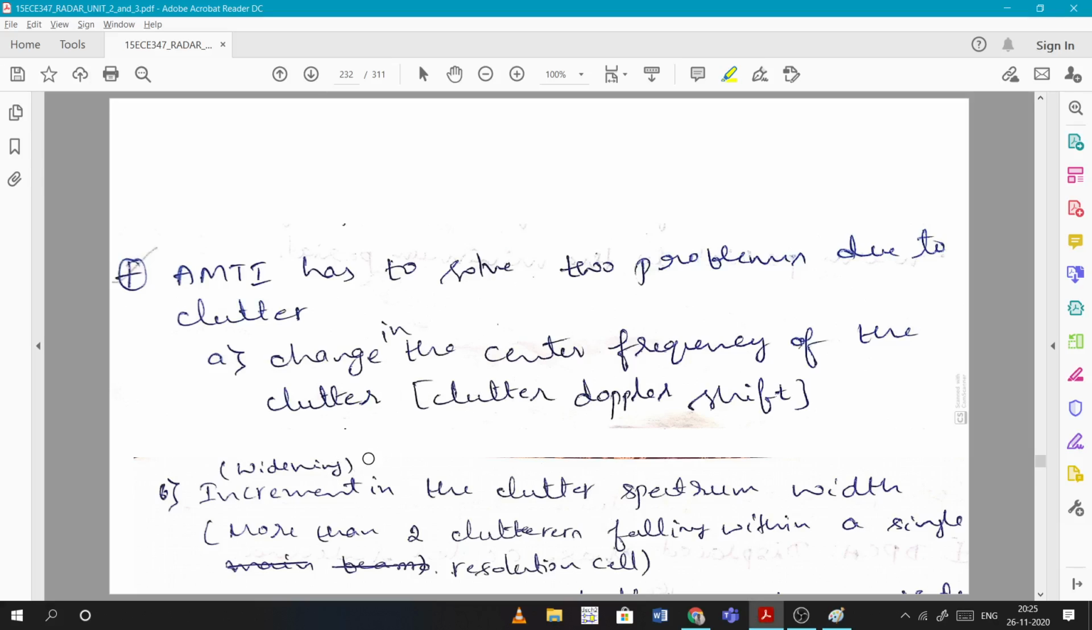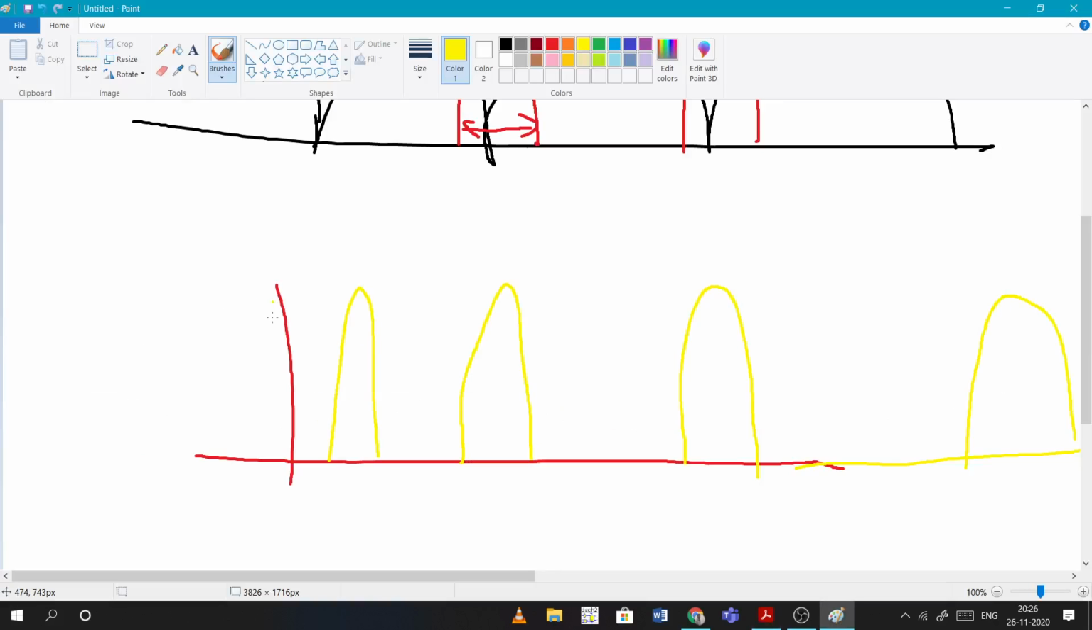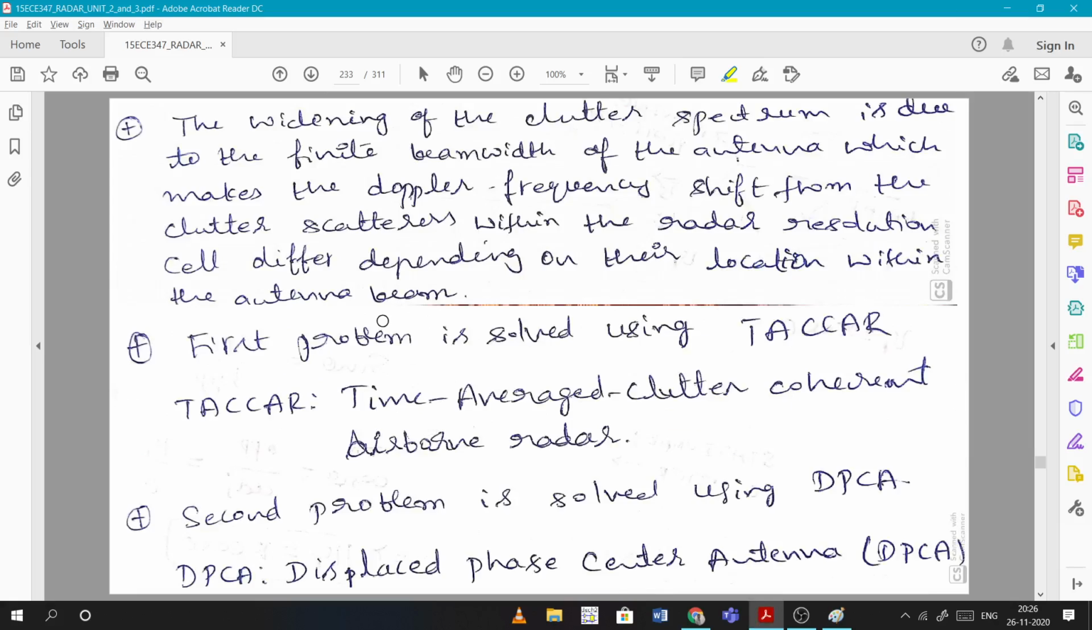Next is widening, an increase in the clutter spectrum width, more than the clutter falling within a single resolution cell. So this width will be increased. If in the previous case it was like this, now it has increased. The widening of the clutter spectrum is due to the finite beamwidth of the antenna, which makes the Doppler frequency shift from the clutter pattern within the radar resolution cell differ depending on the location within the antenna beam. So the reason for widening of the clutter spectrum is the finite beamwidth of the antenna. Beamwidth, you know, right?